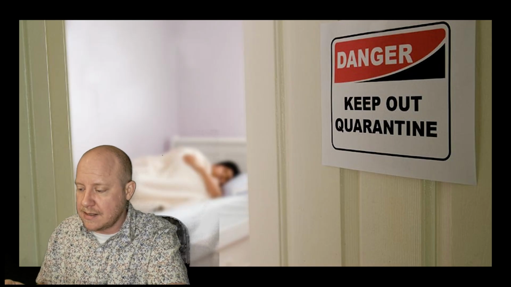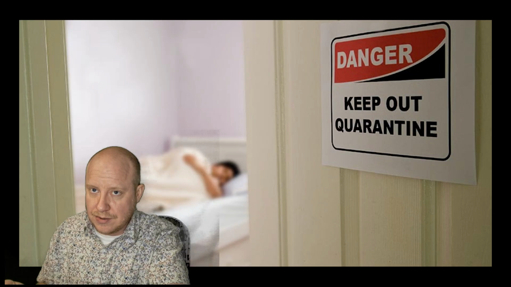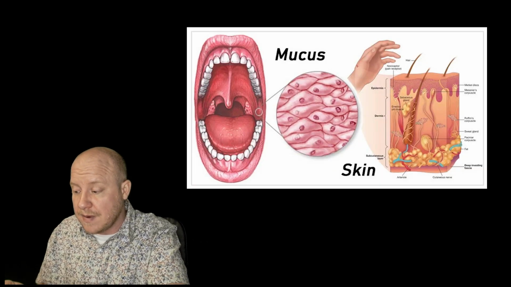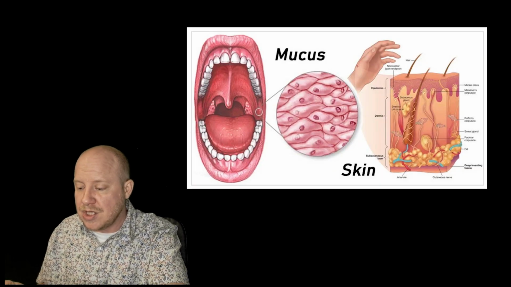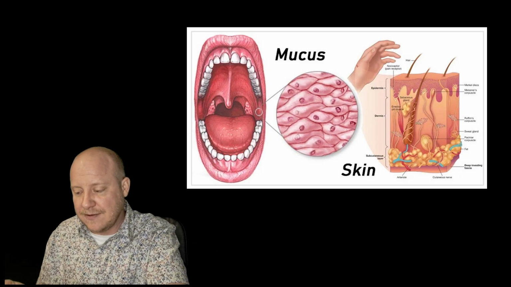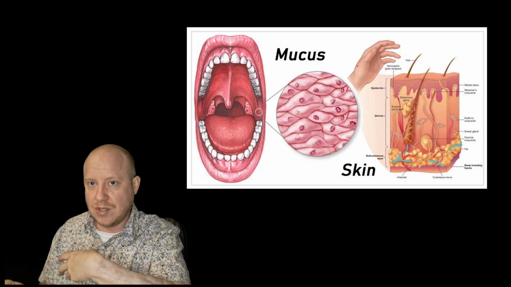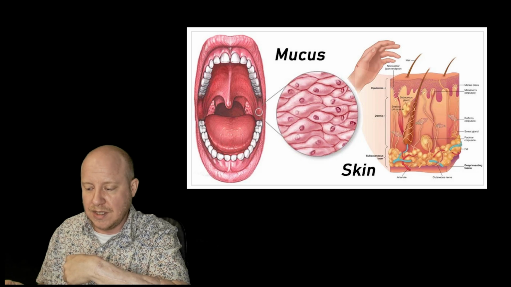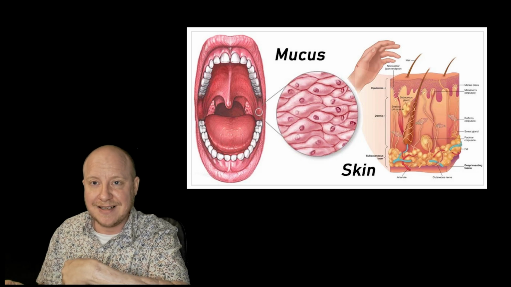Obviously, it's not possible to isolate yourself from every potential source of infection. Therefore, the human body has evolved some ingenious, that means very clever, ways of making it difficult for pathogens to enter and start an infection. And one of those ingenious ways is your skin.